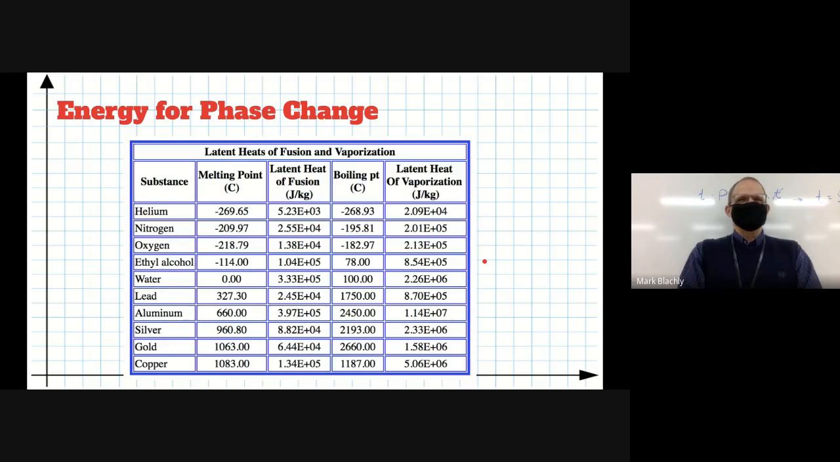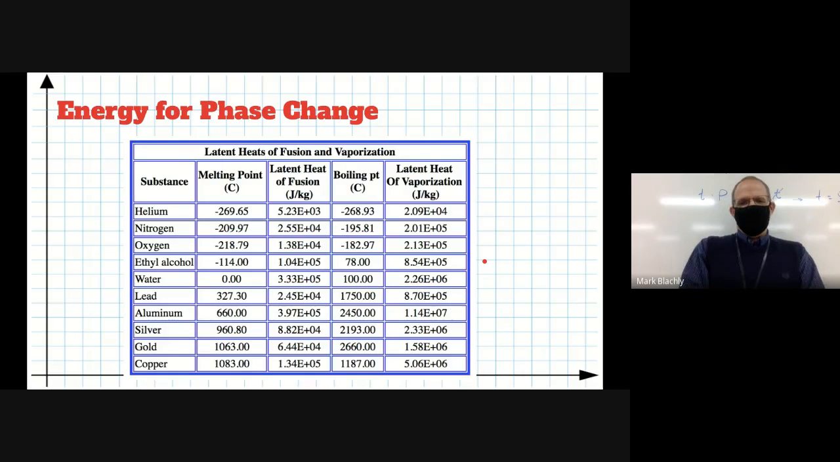Gotcha. At what temperature does it turn from a liquid to a gas? At 78. At what temperature does it turn from a gas back to a liquid? At 78. Okay, that's the temperature it changes from a liquid to a gas or a gas to a liquid. Okay? All right, let's see.